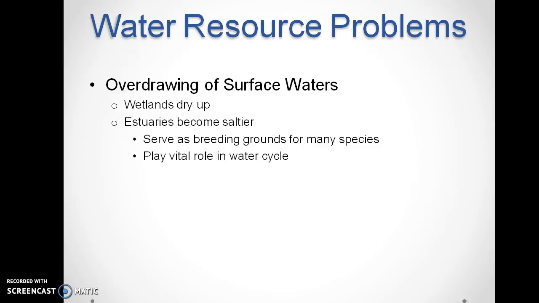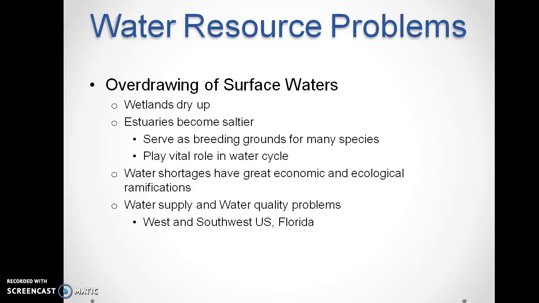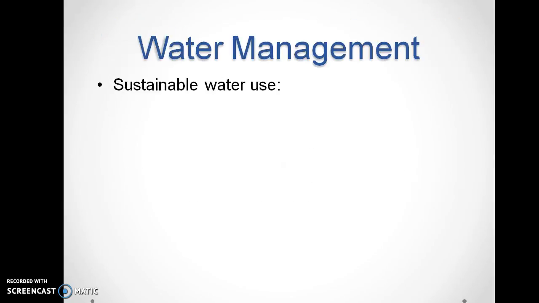We can also overdraw surface waters, not just groundwater. So what happens is we can see habitats change. The soil, the sand, gets too salty, for example, and the ground species can't live there anymore. There are a whole host of water supply issues in, again, mostly places that are dry, in the West in particular, southwestern United States. But even places like Florida have problems with saltwater intrusion. Too much salt is coming into the groundwaters because we're drawing groundwater out too fast.